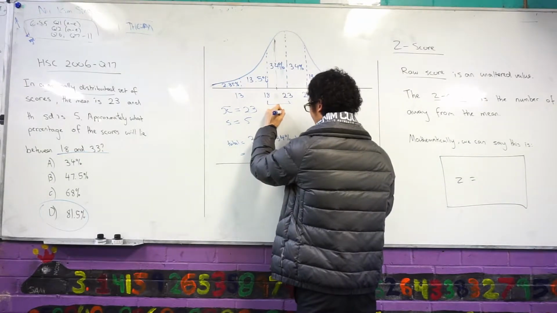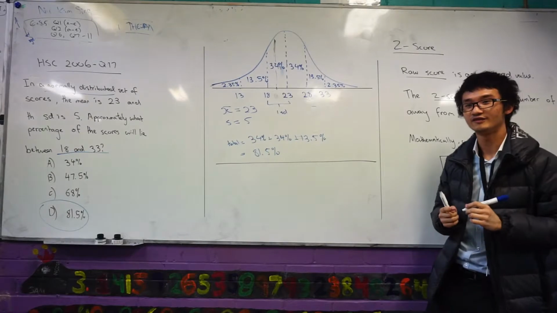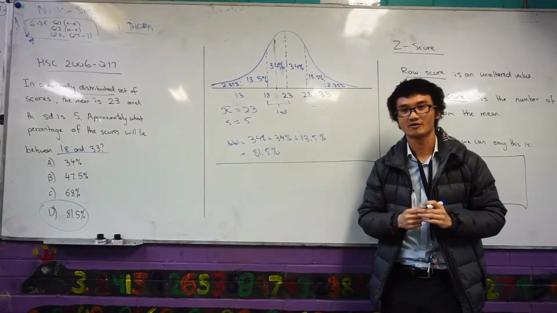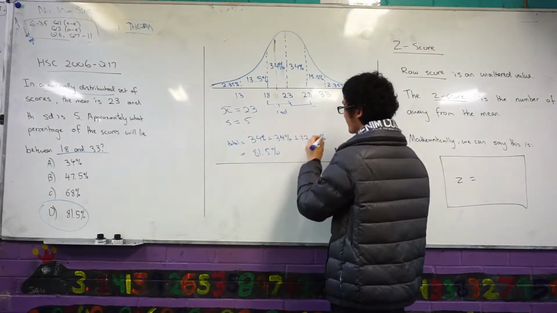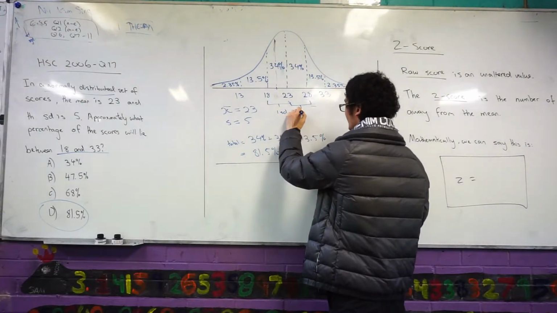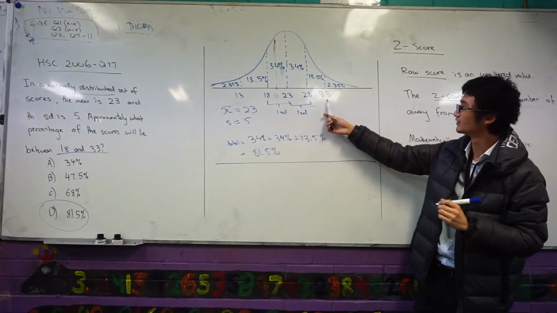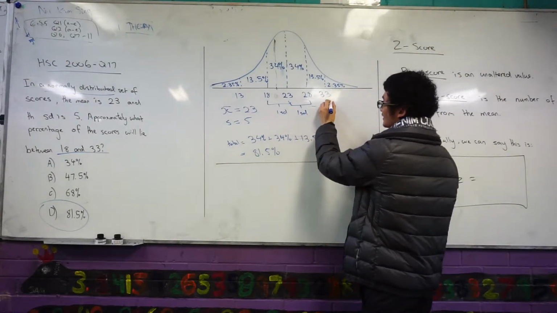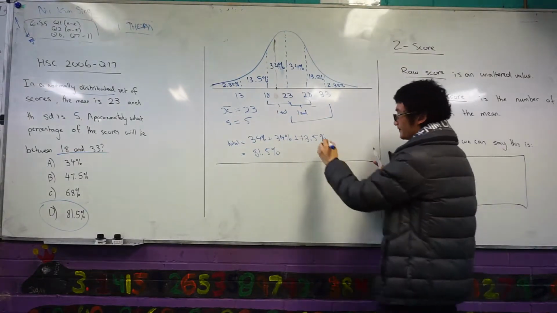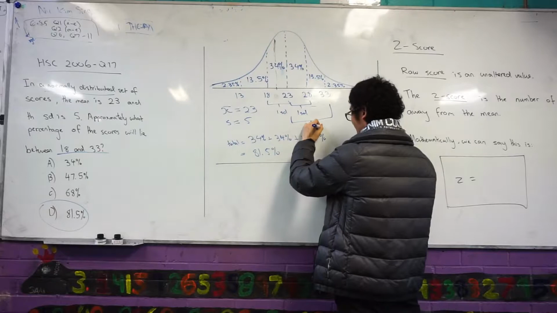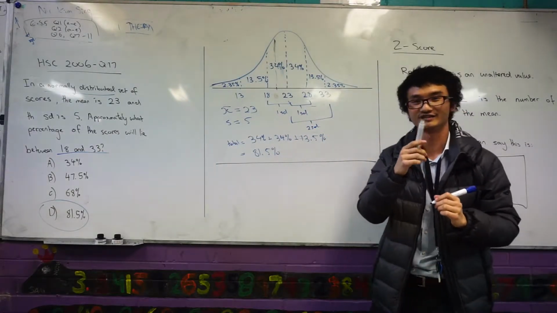So you said 23 minus 18. That gives you 5. But that's not 1, is it? What does 28 minus 23 give you? 5. It also gives you 5. And it's also 1 standard deviation away. What about 33 minus 23? 10. And that's 2 standard deviations away. Can you see the relationship? Wait, what are we trying to do? I'm trying to highlight something that's going to come up.